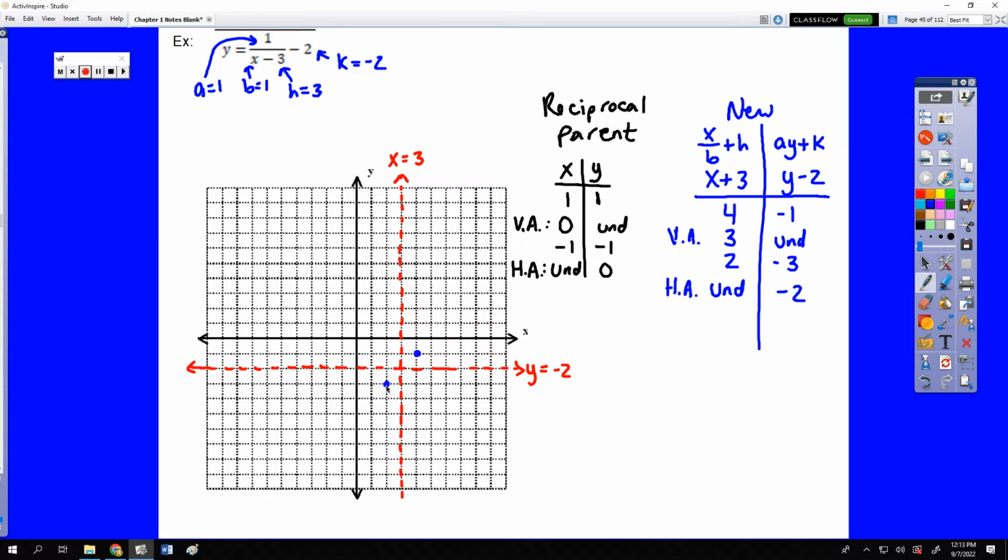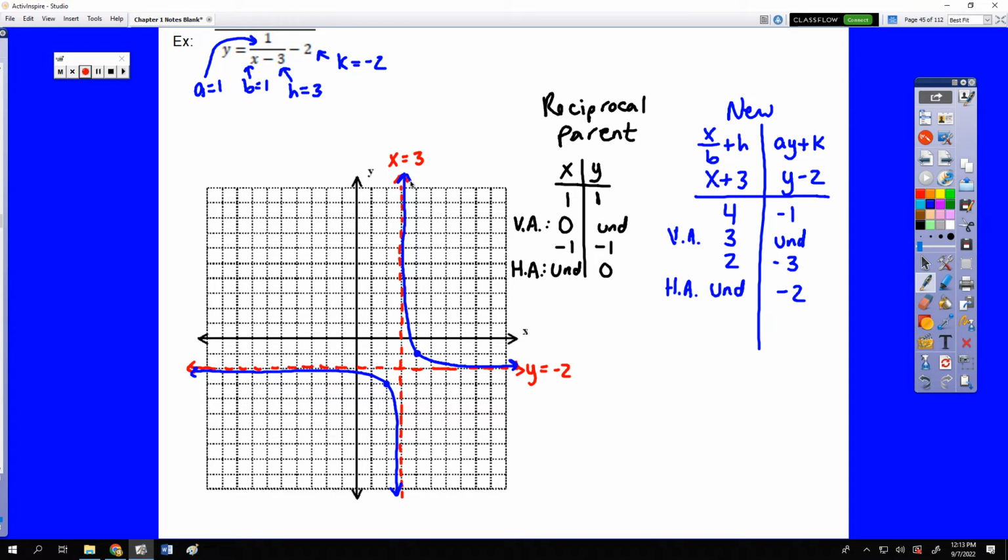Our graph will come in along the horizontal asymptote, pass through the corner, and exit along the vertical asymptote. Then we'll return on the other side of the vertical asymptote at the top, pass through the corner, and leave along the horizontal asymptote. So there's our reciprocal function. So we've done one of each.